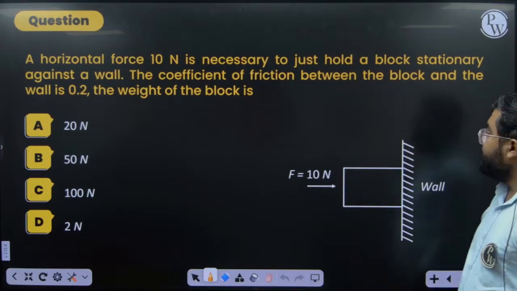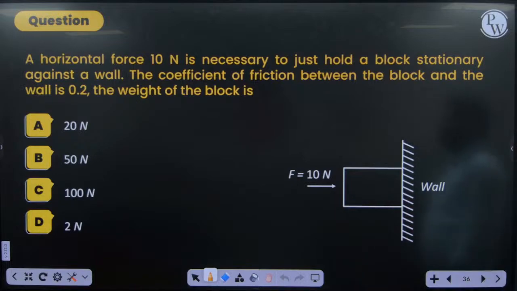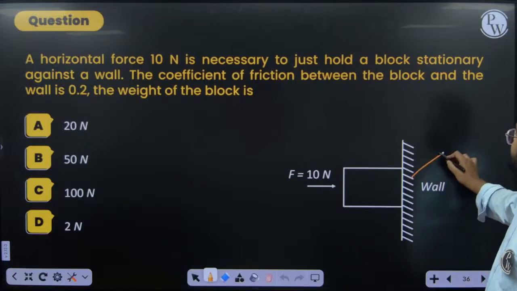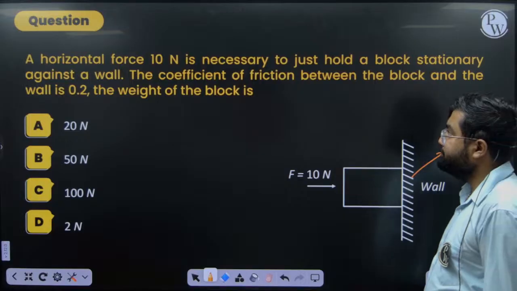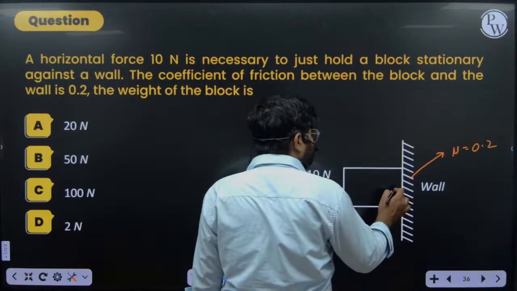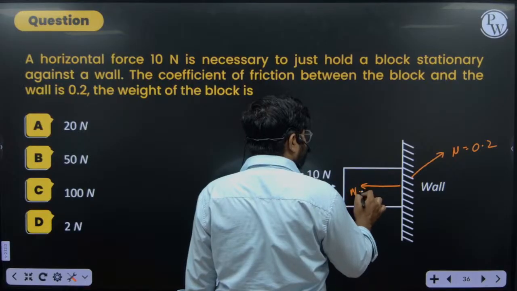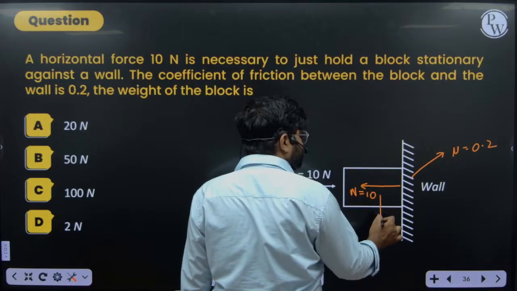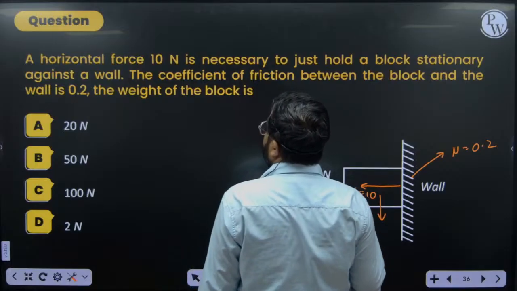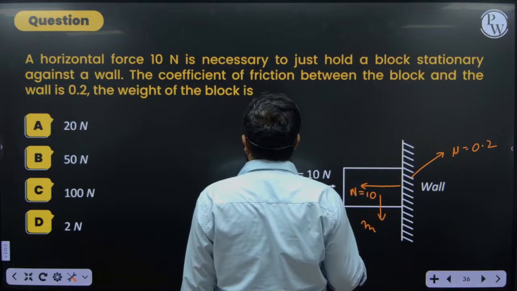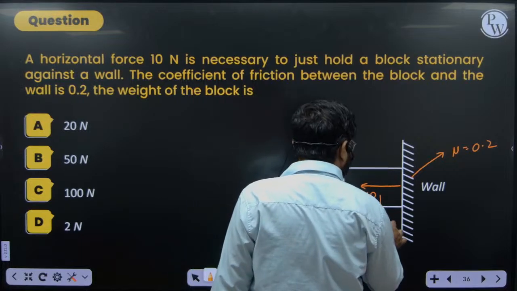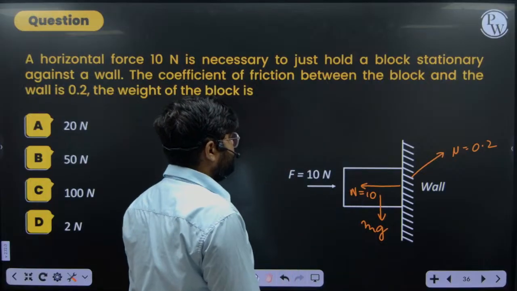Another question. A force of 10 Newton is acting to hold a block stationary against a wall. Mu is given as 0.2. We have to find the force of friction between the block and the wall. So if you see here, the normal reaction is 10. mg is not given, that is what we have to find. Mg, the weight of the block, we have to find.